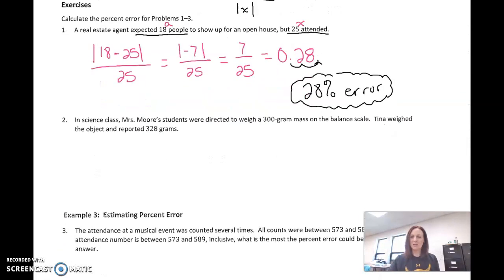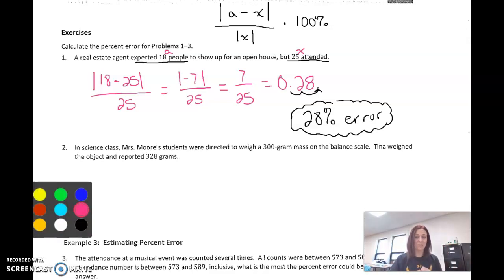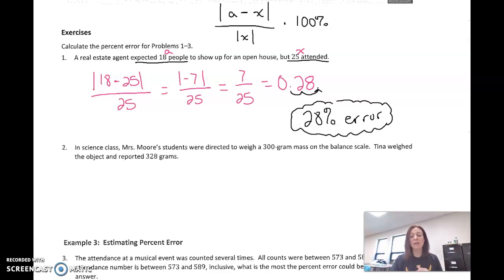Again, I think the trickiest part to this will be exact and approximate, making sure we get that correct. So we're going to use this formula still. In science class, Mrs. Moore's students were directed to weigh a 300-gram mass on their balance scale. Tina weighed the object and reported 328 grams. So I tend to want to say, hey, she weighed it and it was 328.